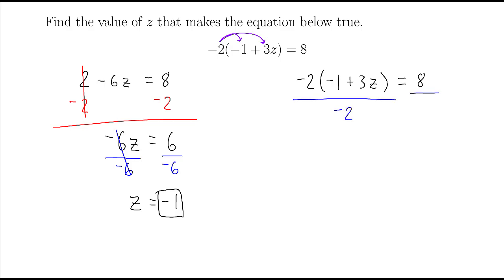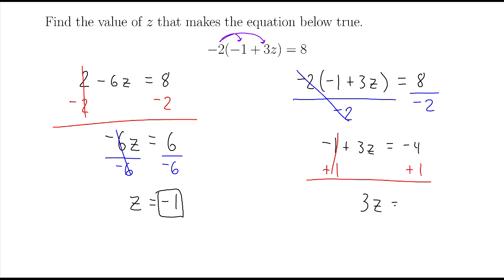So I'm going to divide both sides by negative 2, right? That'd be kind of interesting to remove that, right? So if negative 2 is a factor, I could divide both sides by that factor to remove it. I'm left with negative 1 plus 3z equals 8 divided by negative 2 is negative 4. Okay, now if I follow the same process as I usually would, I will end up with the same answer. Negative 1 plus 1. We'll get rid of that constant term on the left side. I have 3z equals negative 4 plus 1 is negative 3.